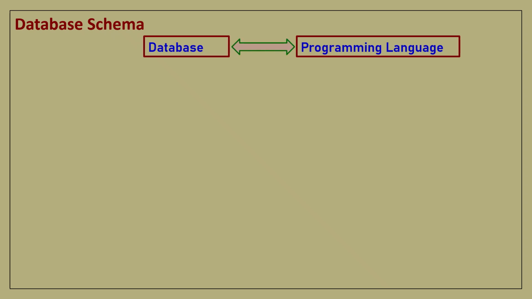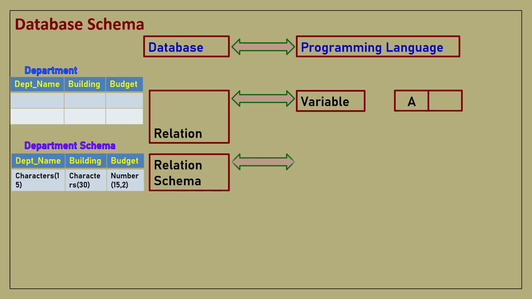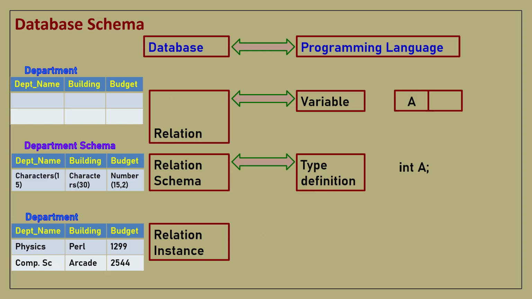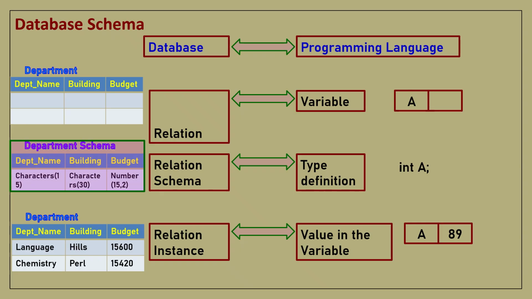For better understanding, let us compare database with programming language concepts. The concept of a relation corresponds to the variable of a programming language. Then the concept of a relation schema corresponds to the type definition of a programming language. In general, a relation schema consists of a list of attributes and their corresponding domains. The concept of a relation instance corresponds to the value in the variable of a programming language. The value of a given variable may change with time. Similarly, the contents of a relation instance may change with time as the relation is updated. In contrast, the schema of a relation does not generally change.